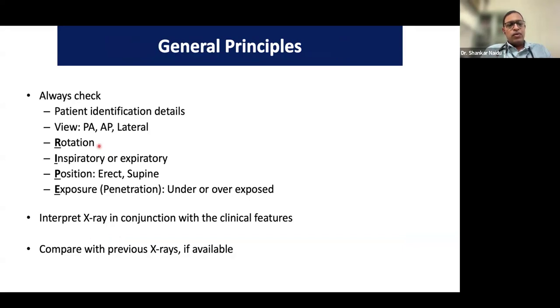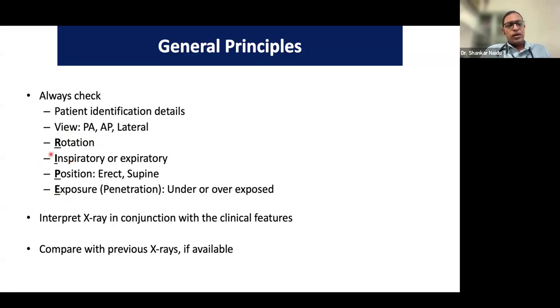Then you need to know the view of the X-ray. There are mainly three views. The posterior-anterior view, which we commonly do, is for identifying the parenchymal lesions. The anterior-posterior view is mainly used for identifying the bony structures in the thoracic cavity, like fractured ribs and other bony structures. Sometimes on special occasions, we might require a lateral view to exactly delineate the position of the pathology that we are seeing.